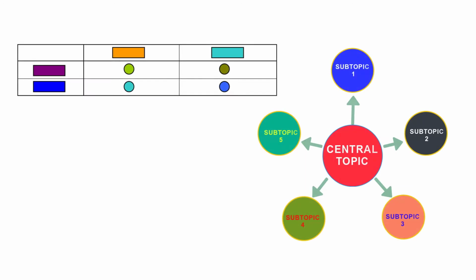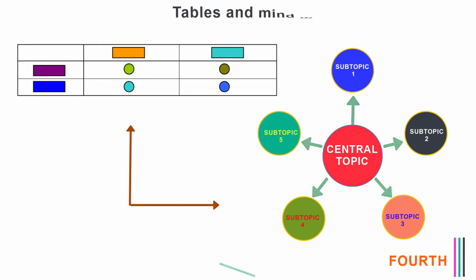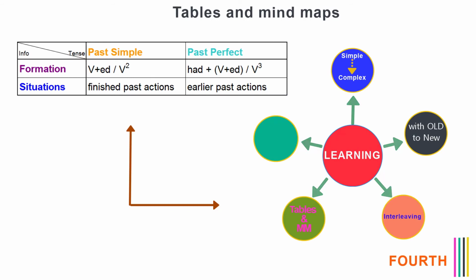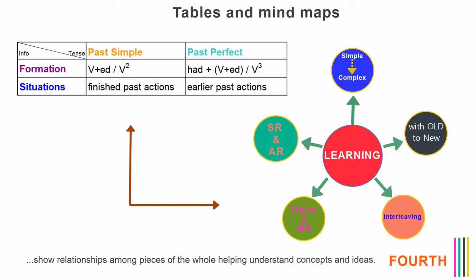Other tools that also help students differentiate between concepts and strengthen memory associations are tables, mind maps, and other kinds of visualizations. Fourth, tables and mind maps. These tools are used to visually organize information. Tables and mind maps help learners compress information, thus making it easier to remember. Tables and mind maps show relationships among pieces of the whole, helping students understand concepts and ideas.